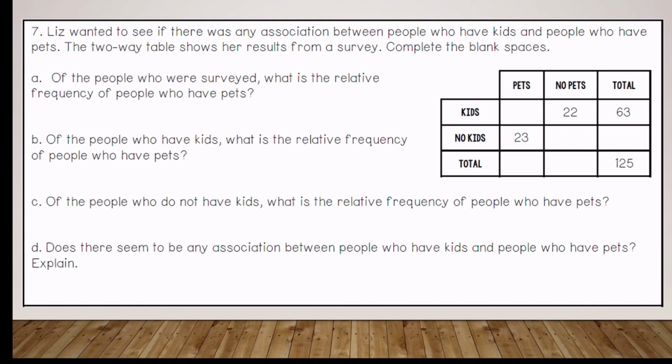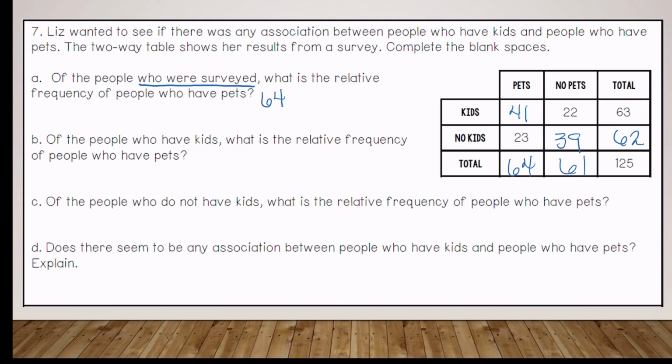Okay, so if we complete our table, let's take a look at this so we can determine everything. All right, so our table should show us, if you did this properly, the number of kids that have pets is 41. We had to fill in 39, 62, 64, and 61. So if we want to know the total number of people surveyed, it was 125.